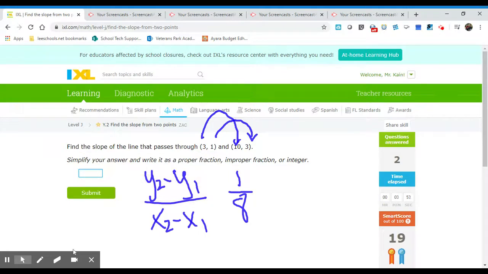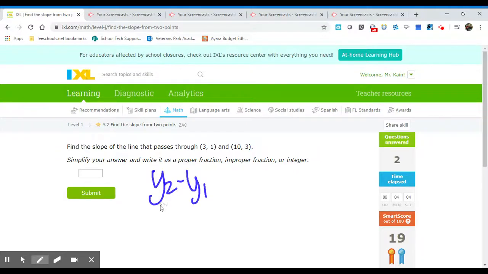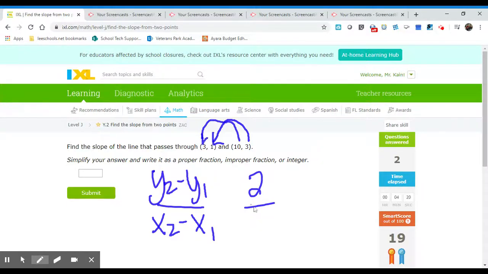Don't forget, you do have to simplify some of these. If you don't simplify, you will get it wrong. So let's do one more. So one more time. y2 minus y1 over x2 minus x1. So subtract your y's, subtract your x's. That'll give you the slope. This is the larger y, so I'm going to start on this side. So 3 minus 1 is 2, and 10 minus 3 is 7. 2/7 is your answer. So hopefully you're getting this.